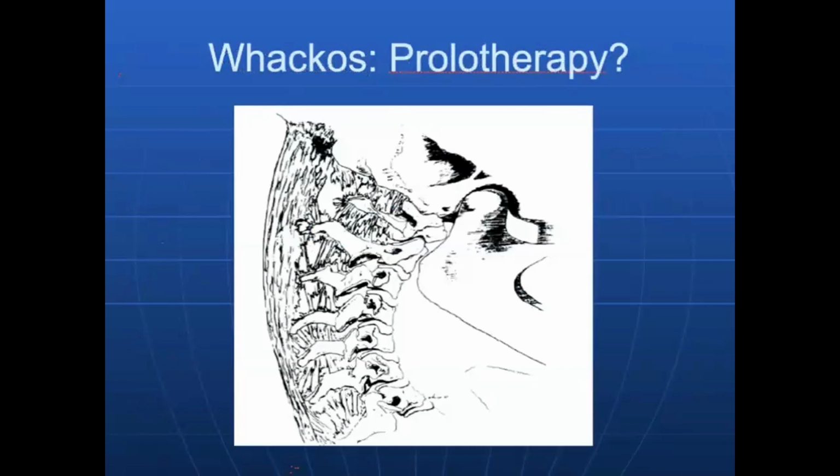So what is the wackos approach? This is my favorite approach. This is where we think about something called prolotherapy. So the idea is that the underlying injury is to the ligaments, the glue that's holding the neck together. So in other words, when your neck has a whiplash motion, that glue gets disrupted, those ligaments get weakened, and your neck is now unstable.